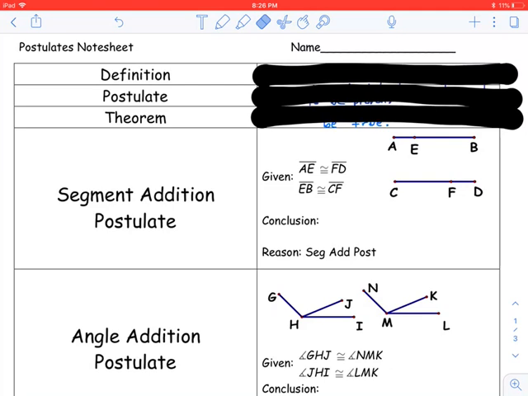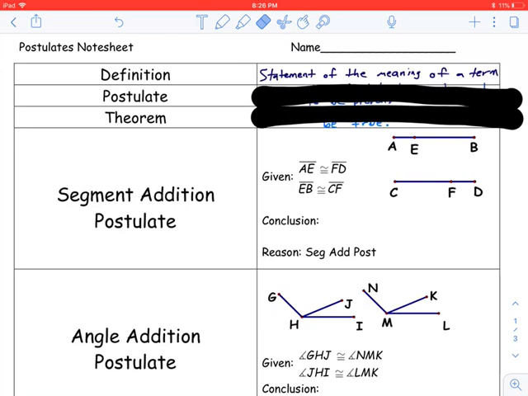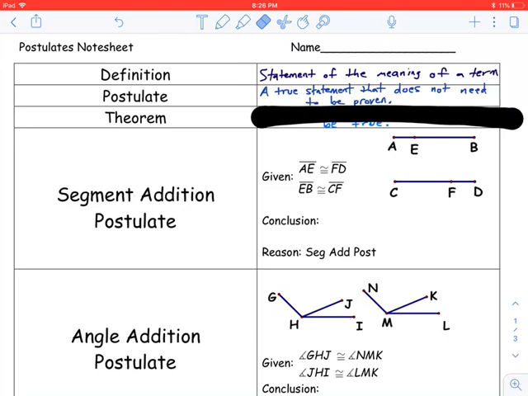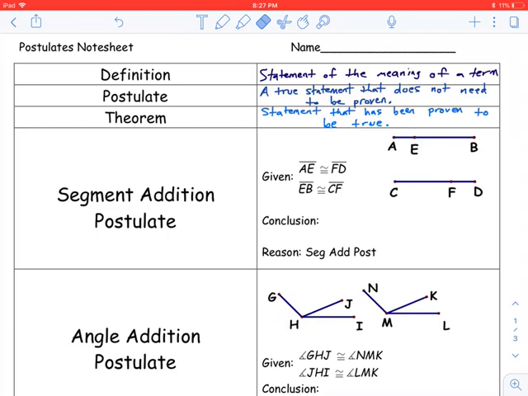So for the first 3 terms, we've been working with definitions, and that's just a statement of the meaning of a term, okay? So the definition of an obtuse angle is any angle that is greater than 90, less than 180, that kind of thing. Now the postulates that we're talking about, these are all true statements that do not have to be proven, okay? So a true statement that does not have to be proven. And then eventually we're going to talk about theorems, which are statements that have been proven to be true, okay?